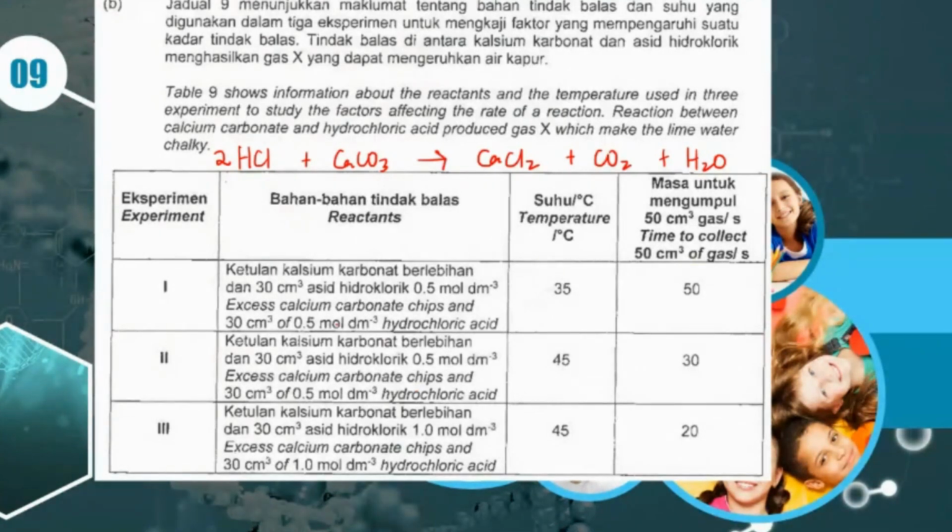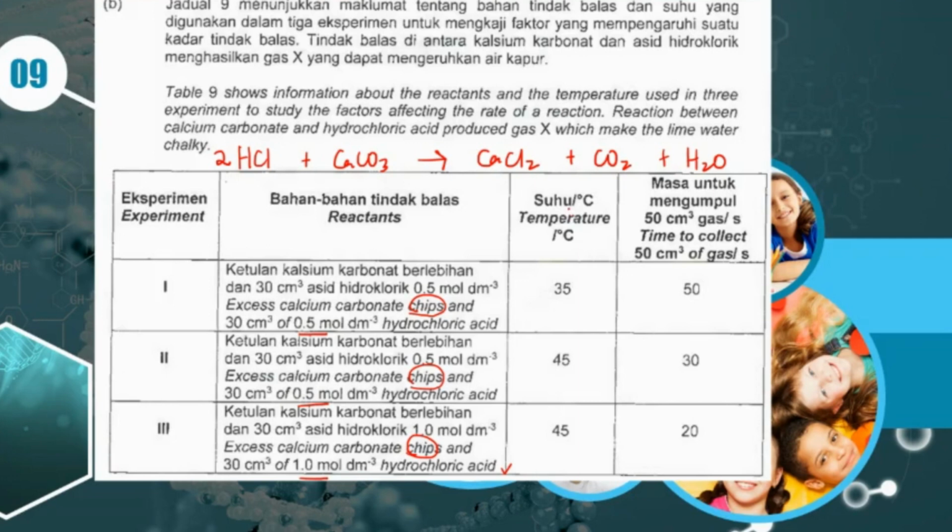Okay, first we check the sizes. Calcium carbonate chips. This one also chips. Also this chips. So size is not the factor because they are the same size. Okay, second one we check the concentration. 0.5, 0.5. This one 1. Meaning that this one has a higher rate.